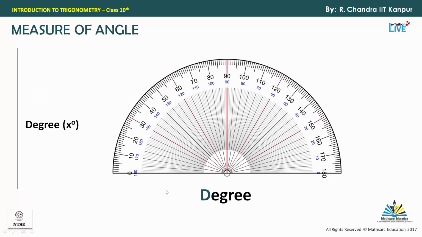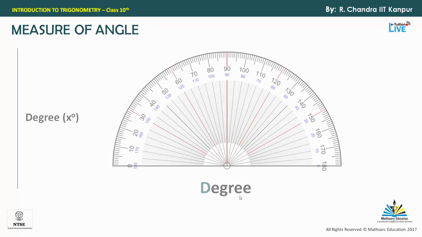Next we have degree. As you can see, most of you have used this protractor to measure the angle between two rays, and what they did is they divided a straight line into 180 equal parts, as you can see.